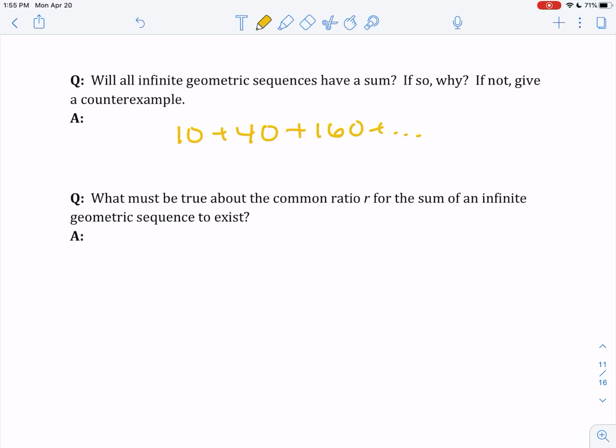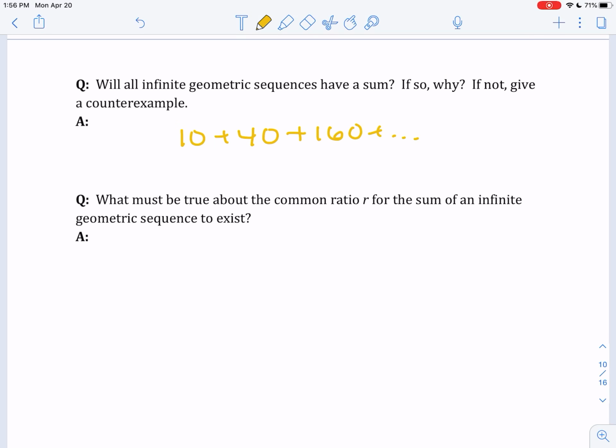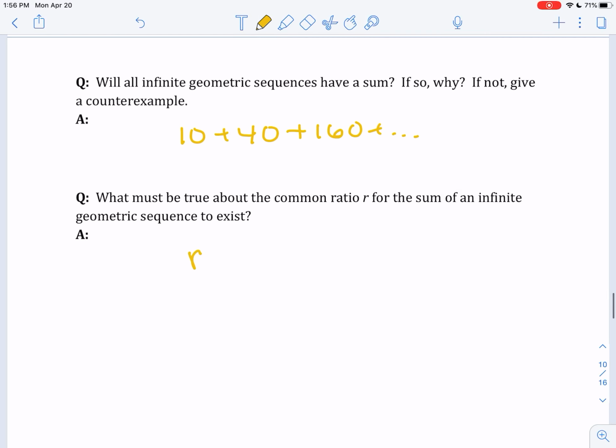So what a lot of students tell me here is R has to be a fraction, which I understand what they're saying, but what about this fraction? If R is 2 over 1, would that work? Yeah, so let's be really specific here. The absolute value of R needs to be less than 1, right? So between -1 and +1 will work for us here, okay?